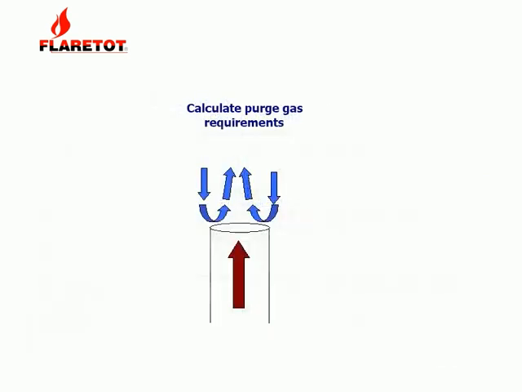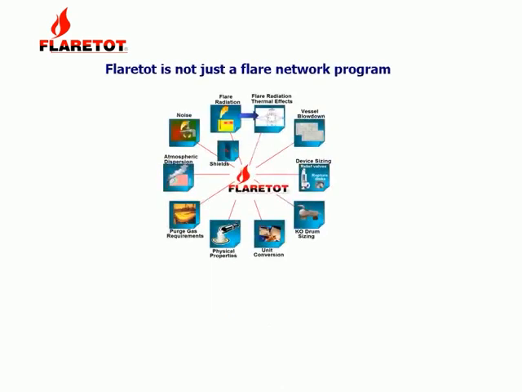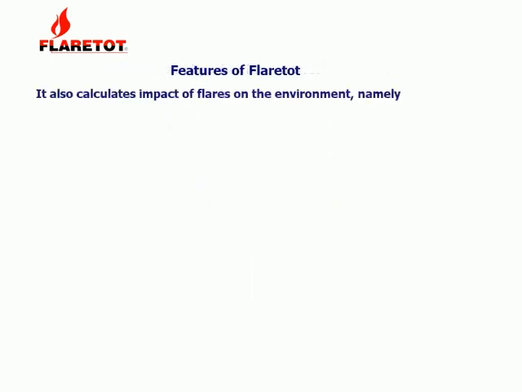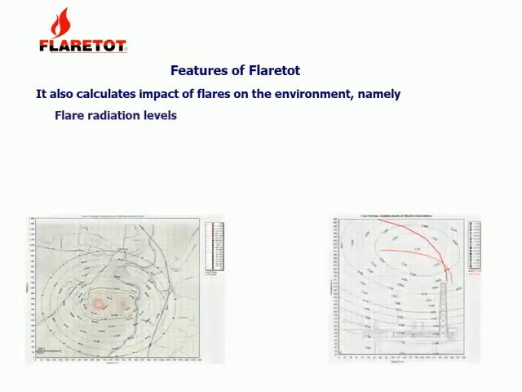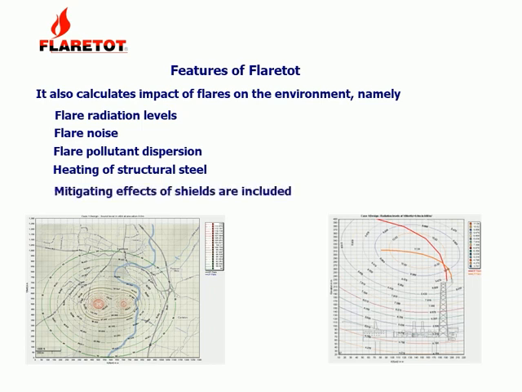You can determine flare purge gas requirements using the calculator provided. But Flaretot does not just model flare networks. It also allows you to calculate the impact of flares on the environment. This includes flare radiation levels, noise, pollutant dispersion, and heating of structural steel. Mitigating effects of shields are also included.